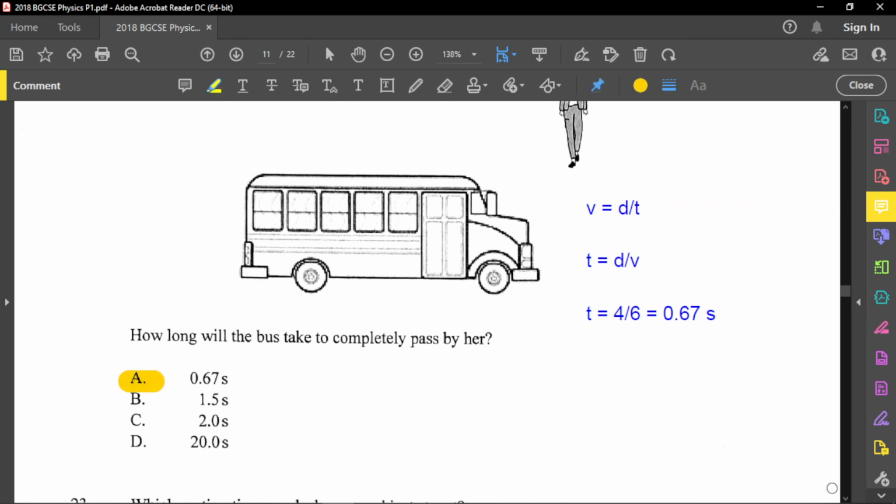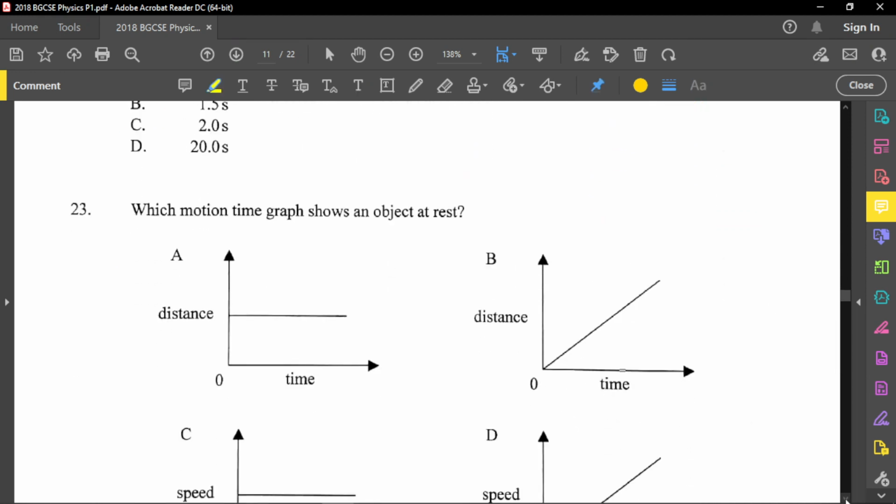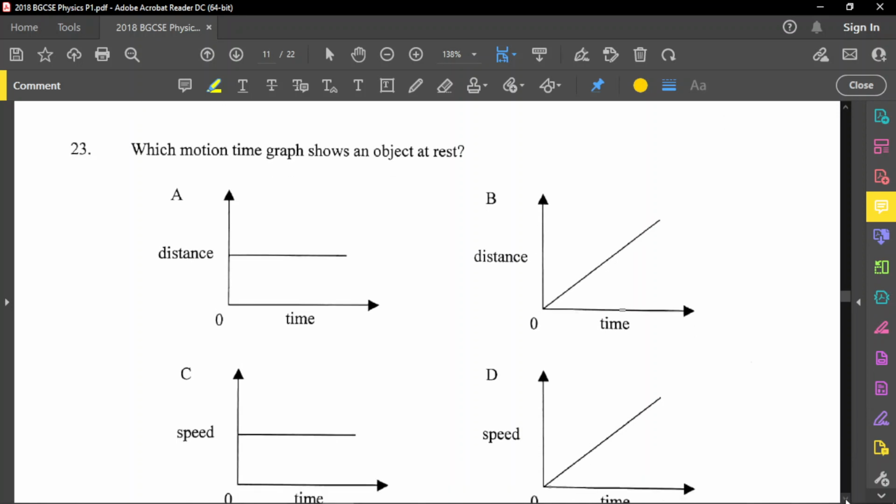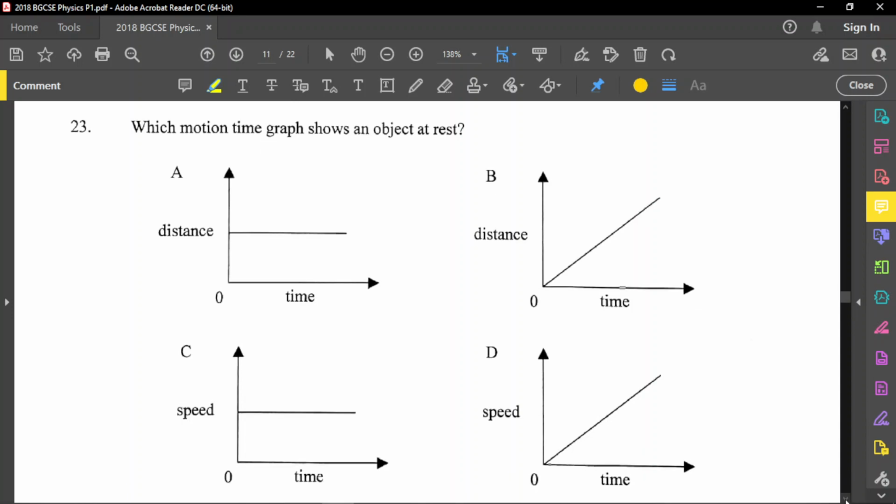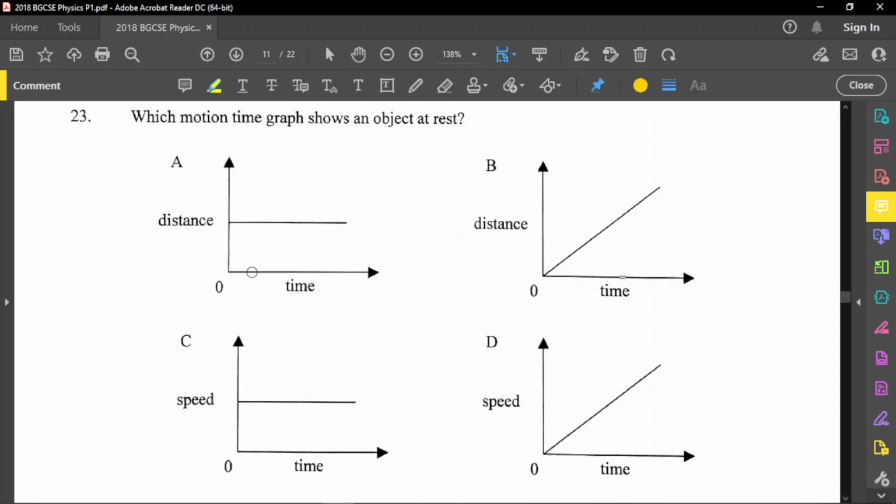So let's go to the next question now. This is question number 23. It says, which motion time graph shows an object at rest? An object at rest is very easy to determine based on this. Looking at graph A, the distance is not changing. That means no matter how much time passed, the object is at the same place, so it's not moving. So A is our answer right off the bat.